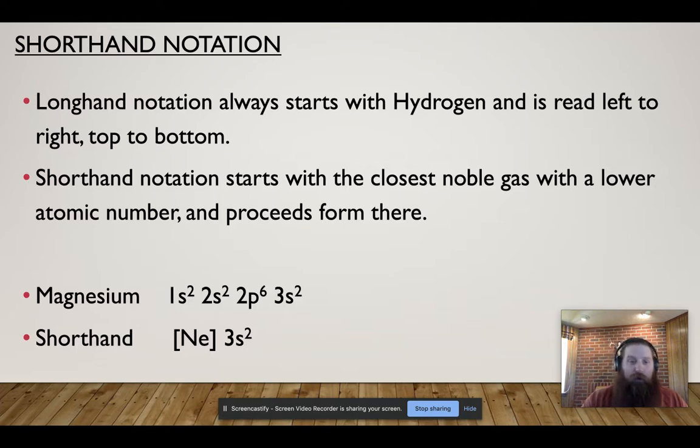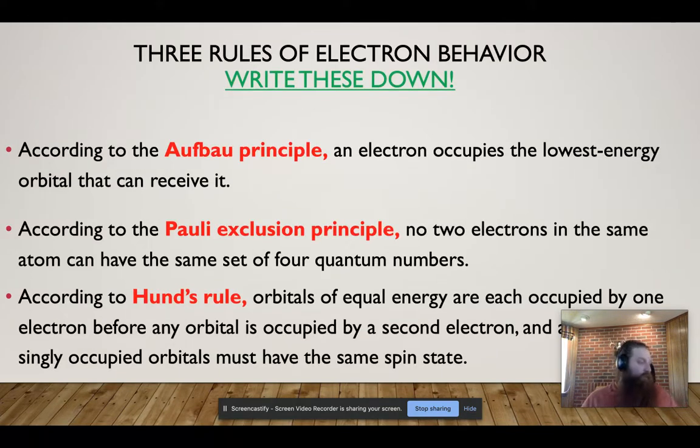So that's shorthand. Now, these rules that govern this, okay? There's the Aufbau principle, the Pauli exclusion principle, and Hund's rule. So Aufbau says before you can fill up a higher energy orbital, you have to fill up all your low energies. The principal quantum numbers, the numbers 1 through 7, you have to fill up number 1 before you can go to number 2, before 3, 3 before 4, so on and so forth.